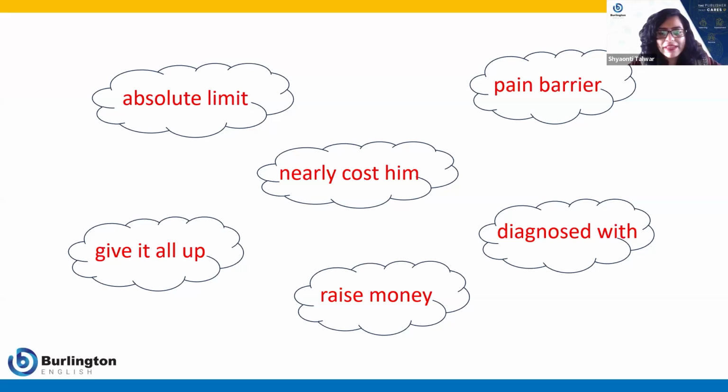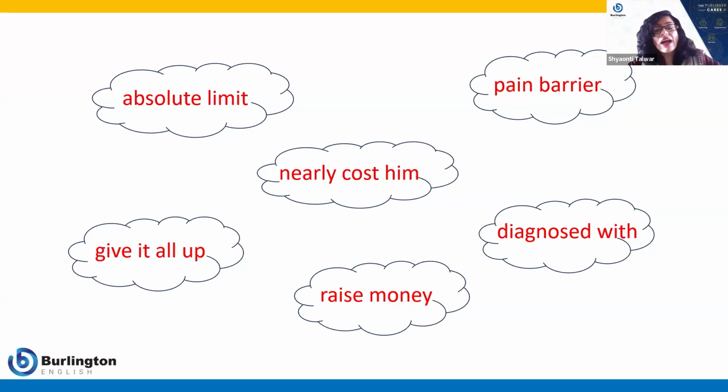Okay, so for example, if we see this particular collocation, give it all up. Now, this is a combination of four words. If I were to say give all of it up, it does not mean the same as give it all up. Or if I were to say give up completely, then too, it doesn't mean what I'm trying to say through give it all up. So, the meaning changes.